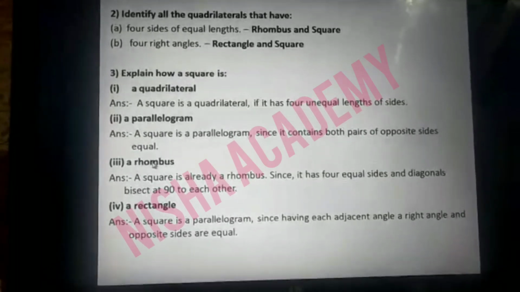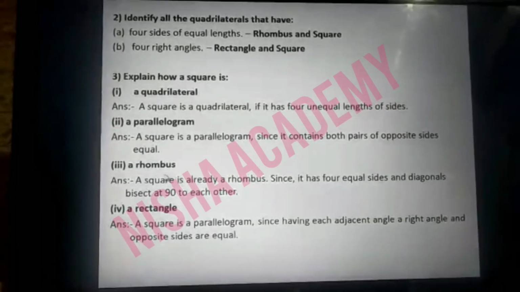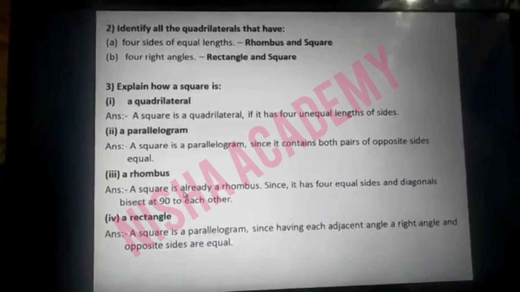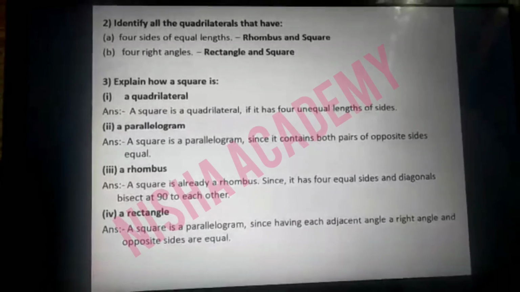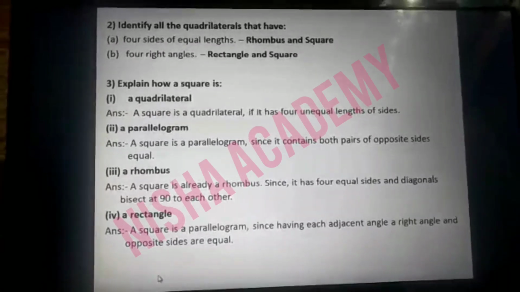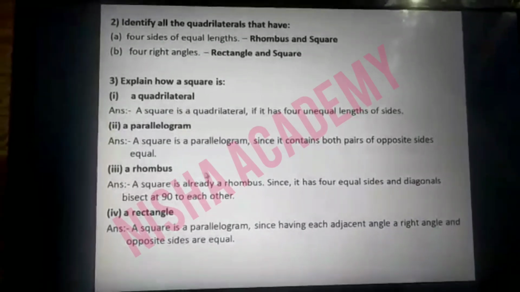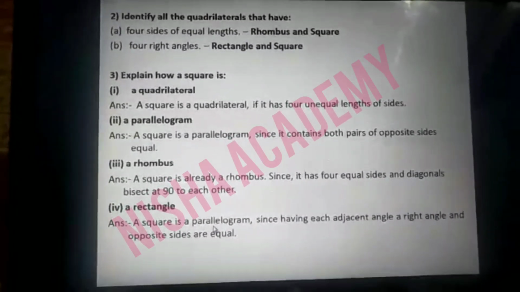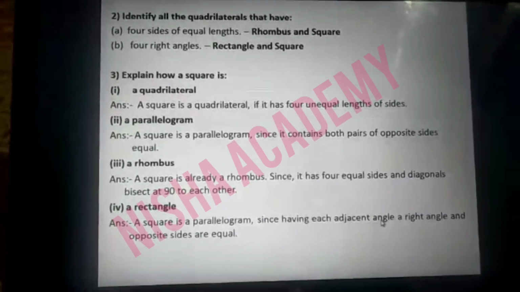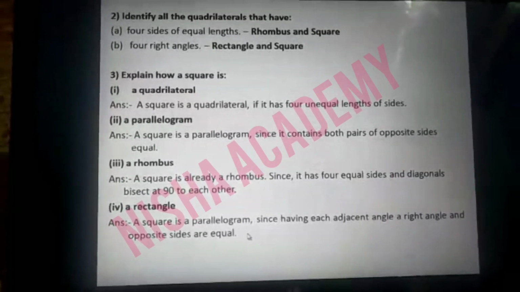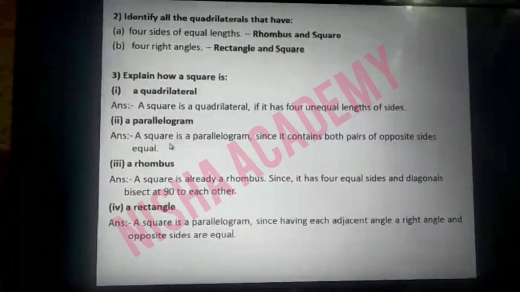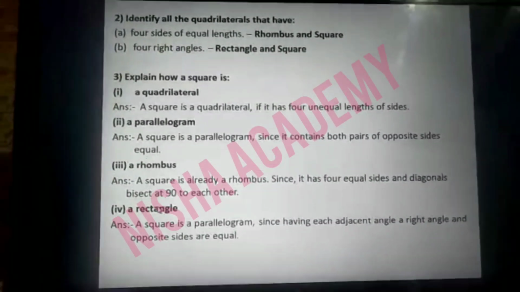How is a square a rhombus? How can we say that a square can be a rhombus? It is already a rhombus. Why? Because all its sides are equal and the diagonals bisect each other at 90 degrees. How is a square a rectangle? A square is a parallelogram having each adjacent angle a right angle and opposite sides equal. So we can say that a square can be said to be a rectangle.